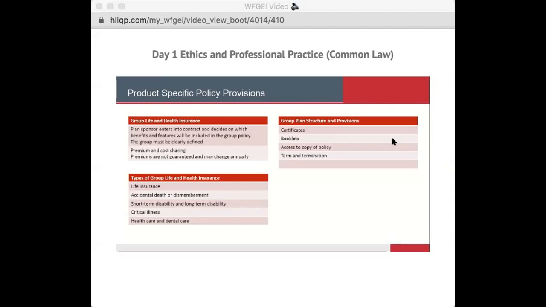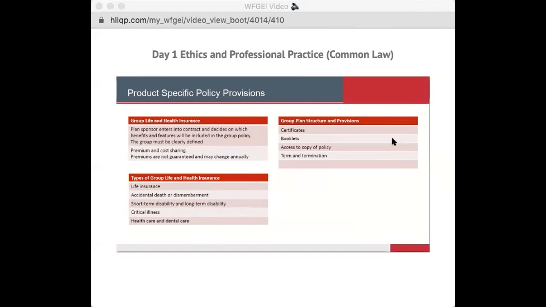Okay. So as it says there, the plan has life insurance, AD&D, short-term and long-term disability, could have critical illness, surely has health care and dental care. So there's a number of plans that basically cover a full gamut of services under the plan. But remember, this is not individual coverage. This is a group coverage. And so therefore, it does need an employer, in other words, a plan sponsor, to make this happen.